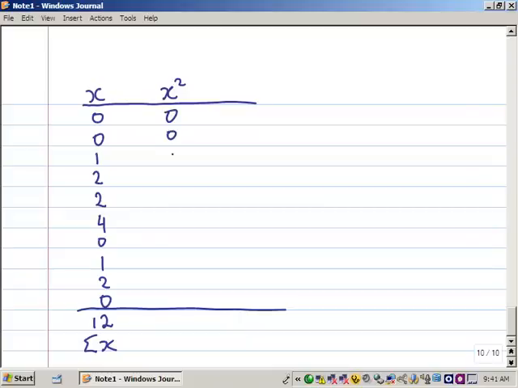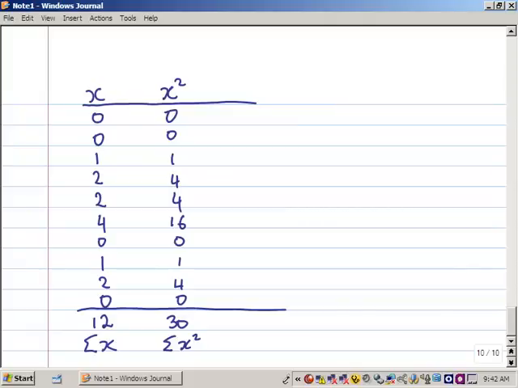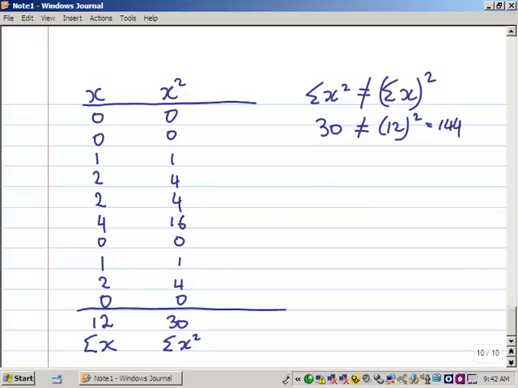0 squared is 0, 1 squared is 1, 2 squared is 4, 4 squared is 16. And then we add up the x squareds. We'll find that's 30. And the notation given to that is sigma x squared. Notice that sigma x squared is not equal to sigma x all squared. So our sigma x squared is 30, which is not equal to the 12 squared, 12 squared being 144. Sigma x squared is only equal to sigma x all squared in very strange circumstances, that is where all the values are equal to 0, and of course that's a strange situation to be in.